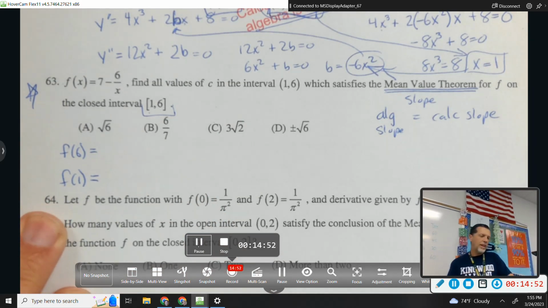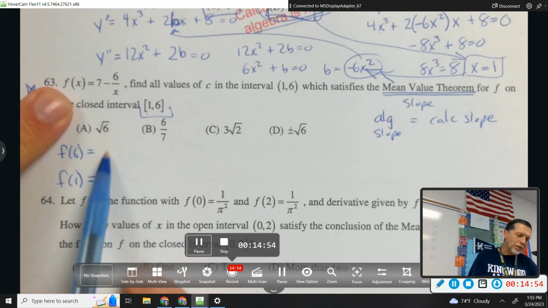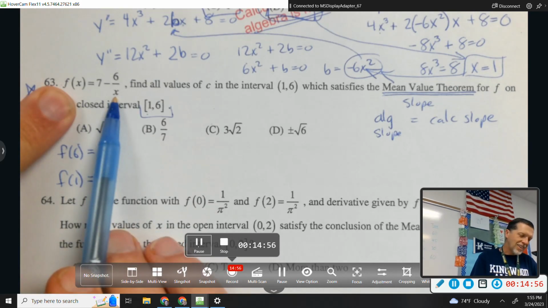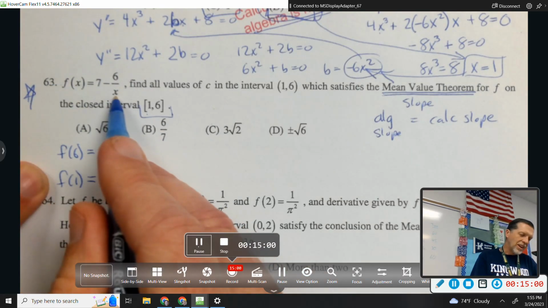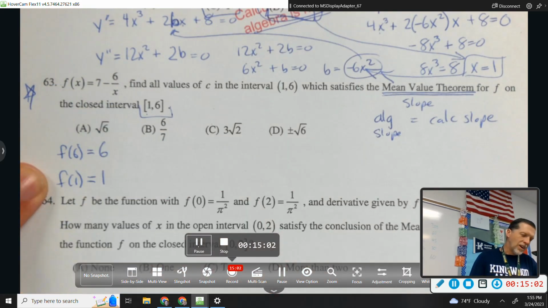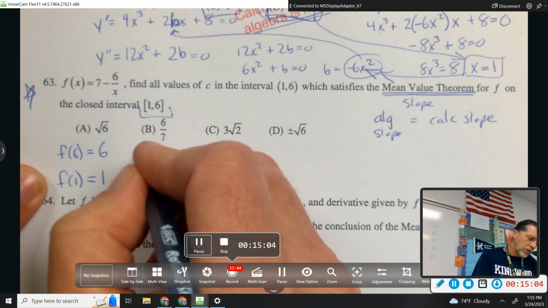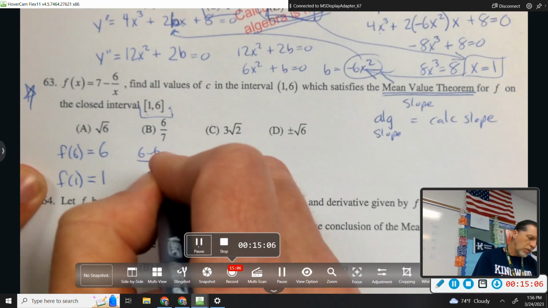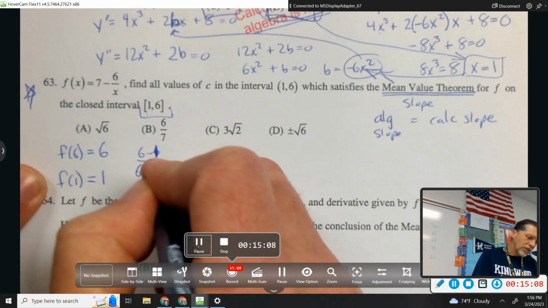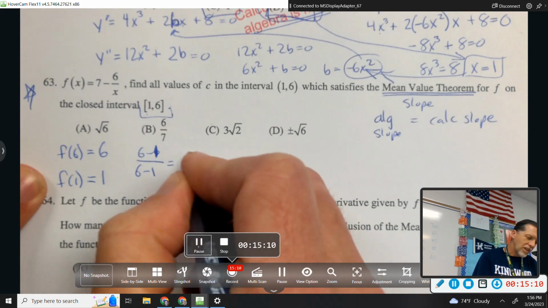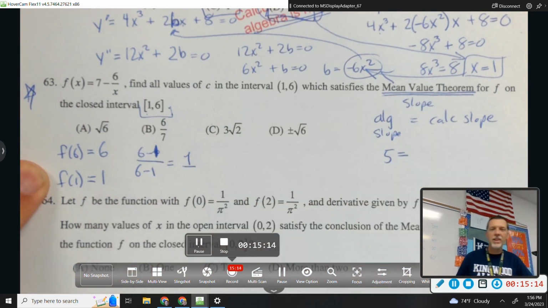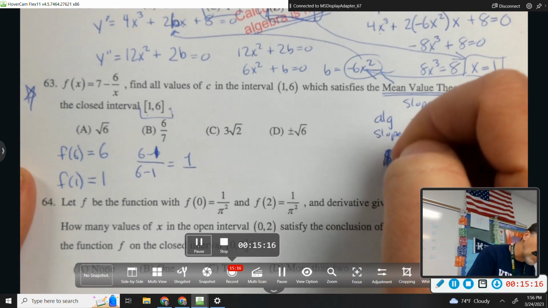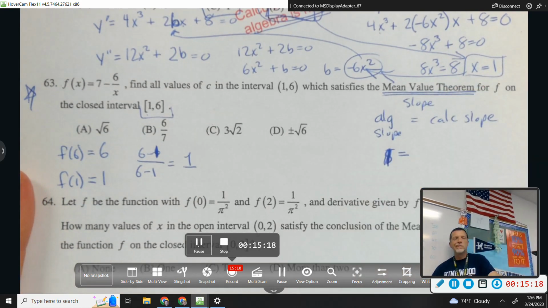And once again, they've kind of thrown us a bone here. You plug in 6. You get 6. 7 minus 1 is 6. You plug in 1. You get 1. So 6 minus 1, those are my y values, over 6 minus 1, my x values, 5 over 5. So my algebra slope is 1. Excuse me, yes, 1. I said 1, wrote the wrong thing. Algebra slope is 1.